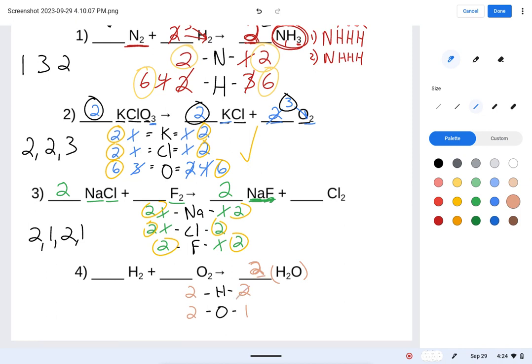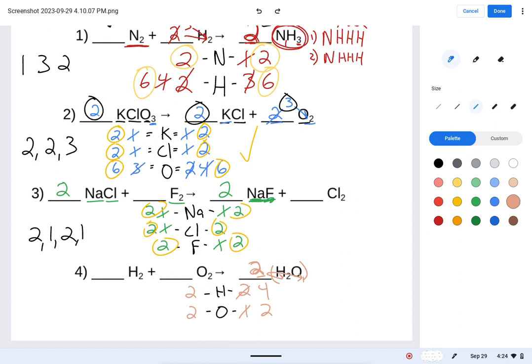So hydrogens are going to change. Now there are 2 times 2, which is 4. And oxygens change. It's 2 times 1, which is 2. Hey, are we balanced? Got a 2. Oh no, we got a 4. We got to go to the other side.